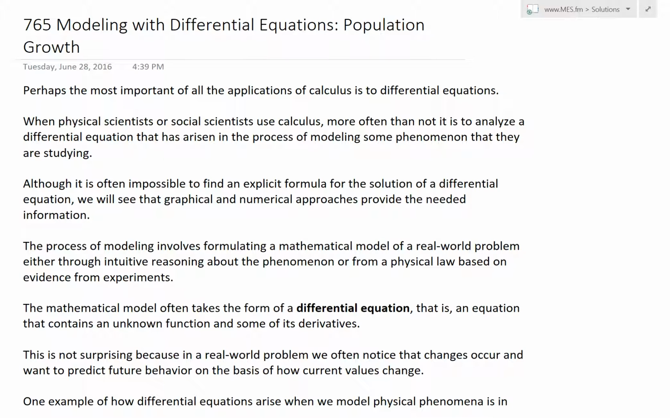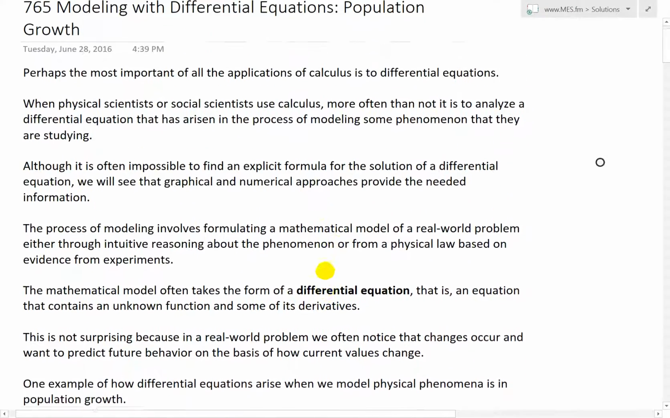Time to discuss a very interesting video on modeling with differential equations, and then look at population growth to illustrate more on differential equations, and also give an introduction to this whole concept of modeling, as well as go over what differential equations are. Perhaps the most important of all applications of calculus is to differential equations.